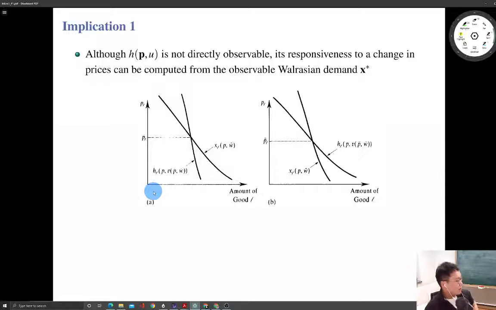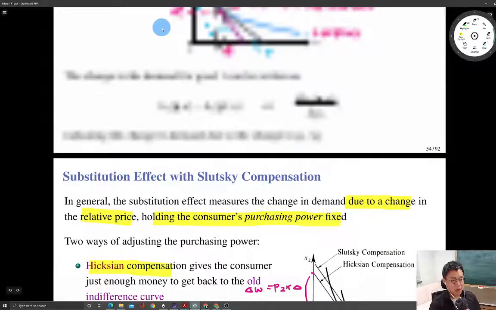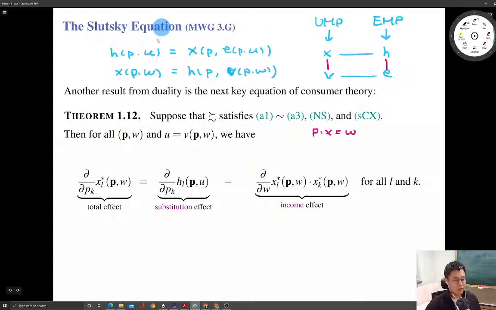All right. So what is an implication? Now let me discuss the implications of the Slutsky equation. Why do we consider the Slutsky equation the most important result in classic consumer theory? The first important implication is that the Slutsky equation describes the relationship between the Walrasian demand and the Hicksian demand.